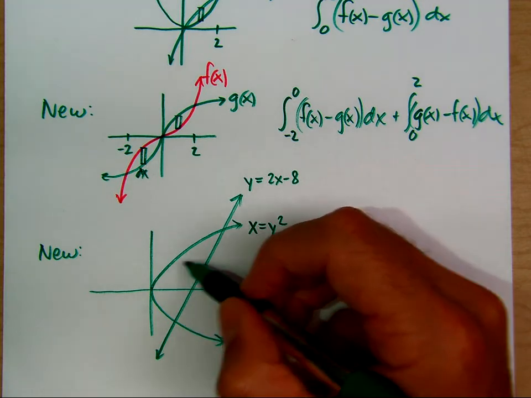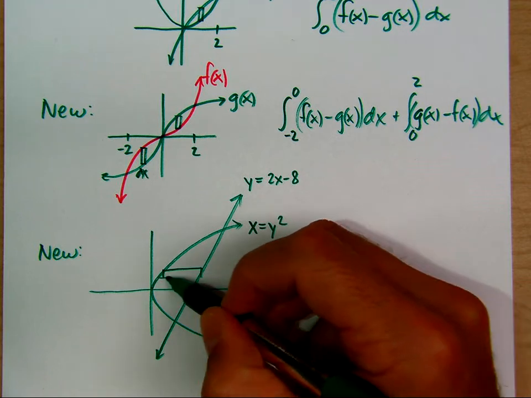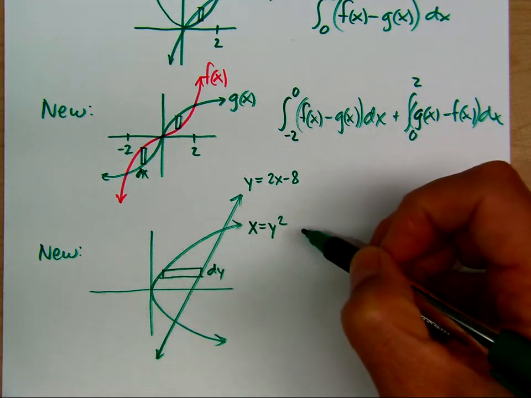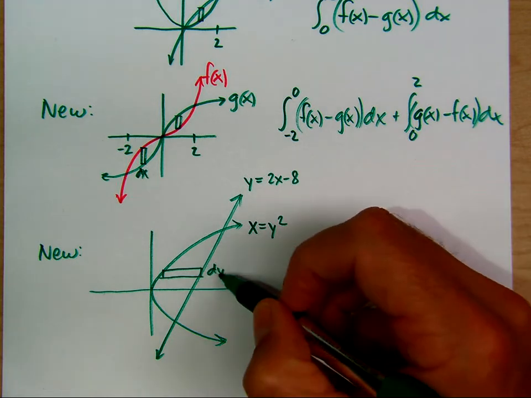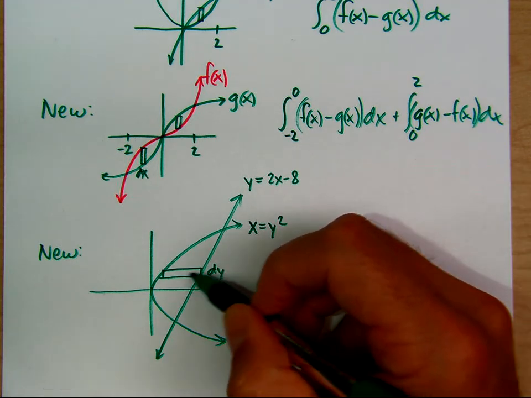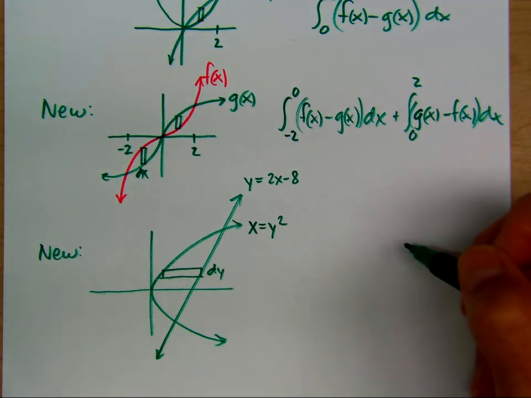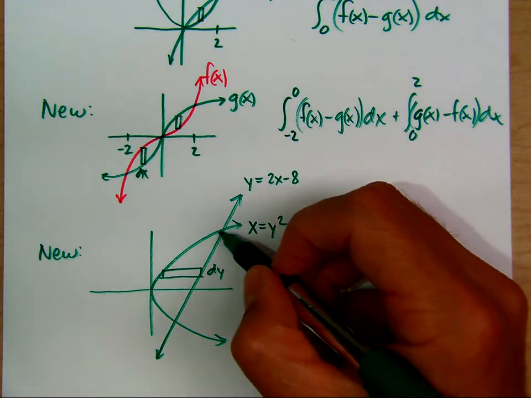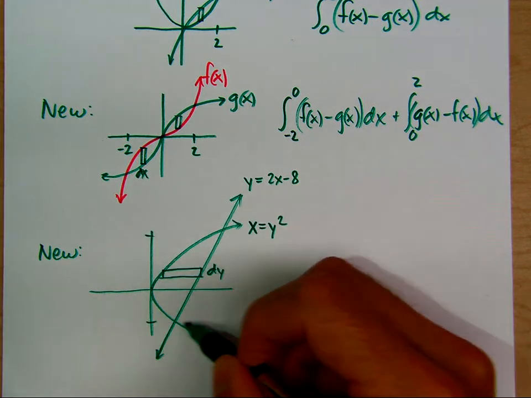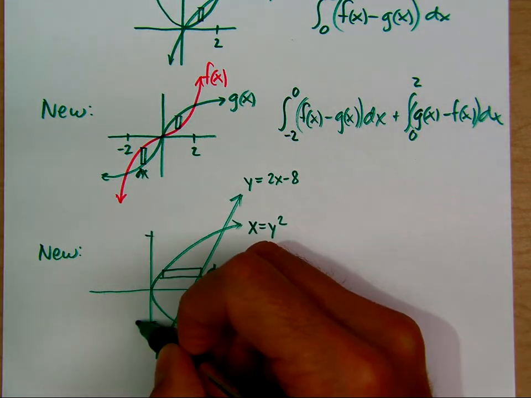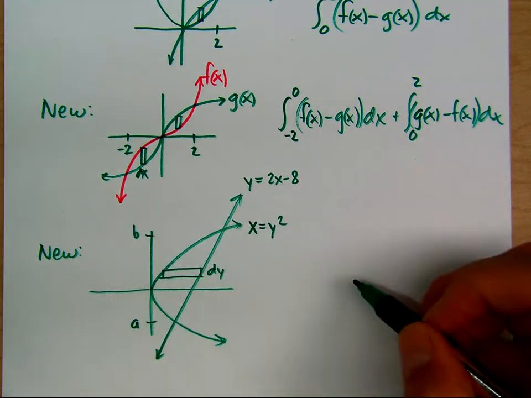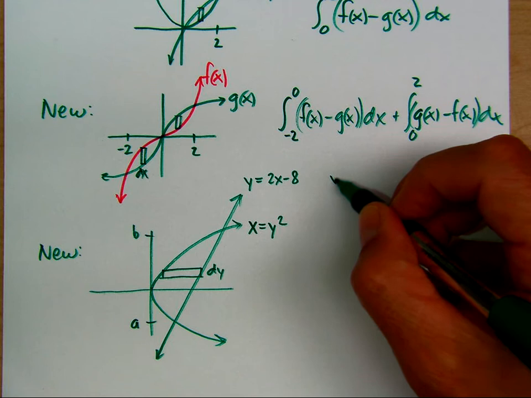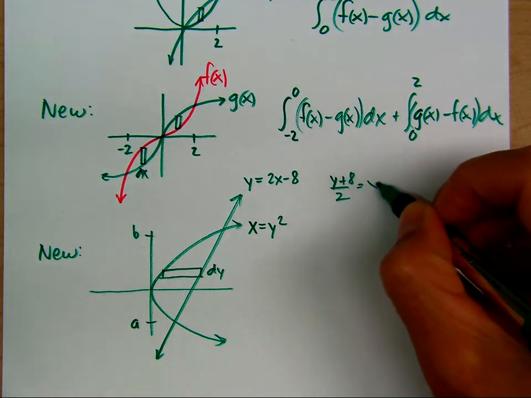So instead of doing that, we could just use horizontal rectangles, and that's where we have a width of dy, the differential of y. So when we use a horizontal rectangle, we'll be using all the equations in terms of y. So in this problem, I didn't find the intersections, but we would find those intersections. Let's just call it a to b, and we would have to solve this for x. (y plus 8)/2 equals x.